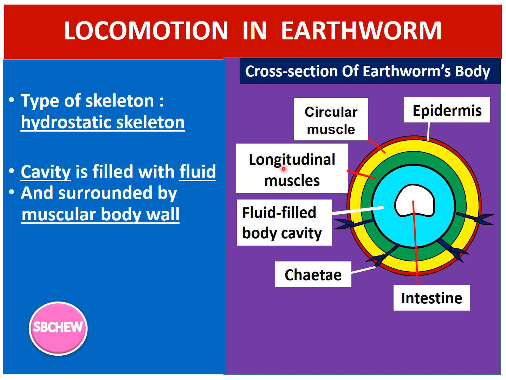Then we have the longitudinal muscles, which are arranged lengthwise along the body of the organism. So this is the second layer of muscles. After that is the fluid-filled body cavity, and then the intestines are found in the center.